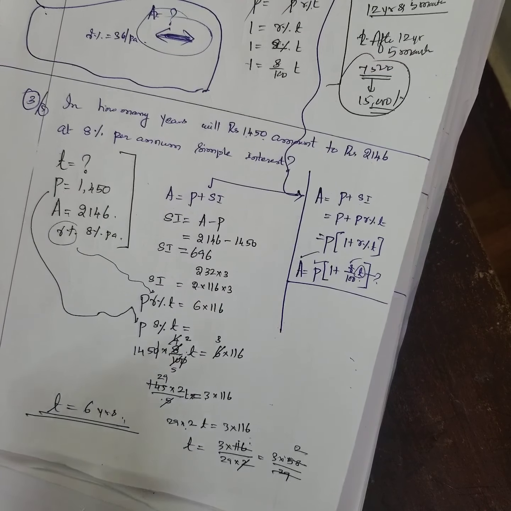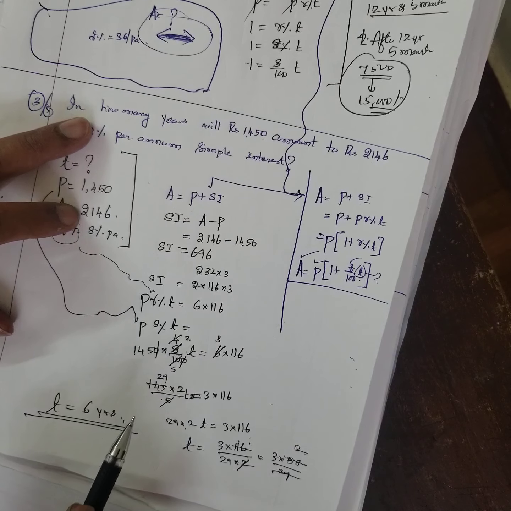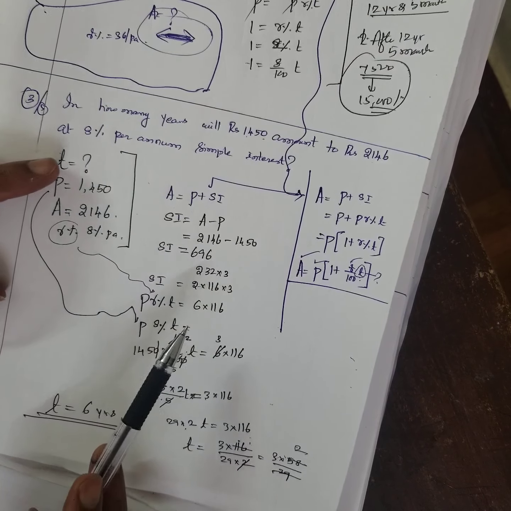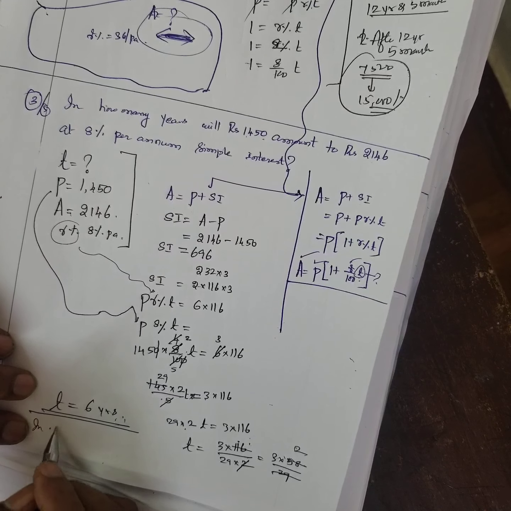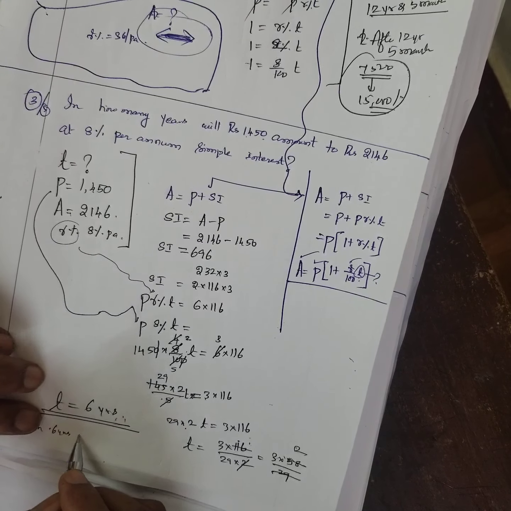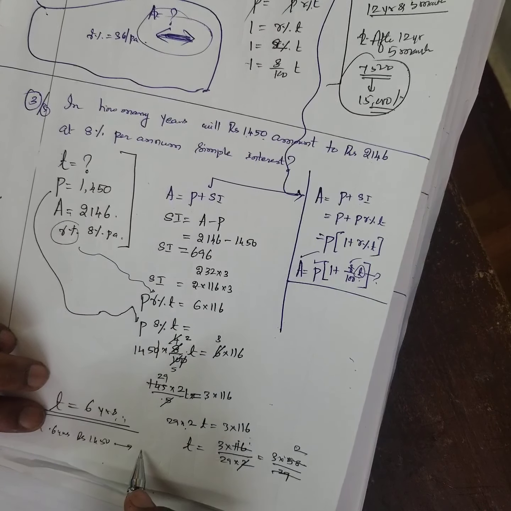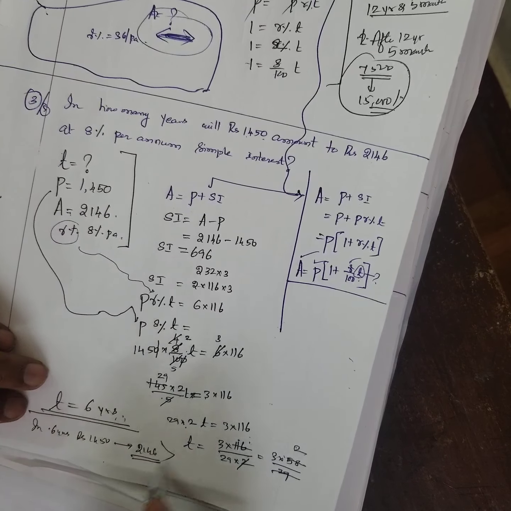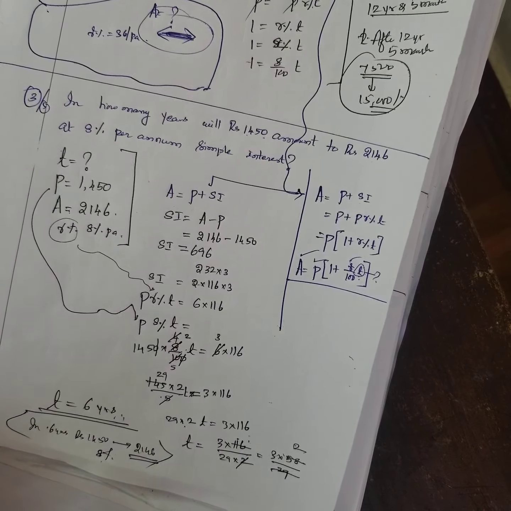See, in how many years will 1450 amount to 2146? In 6 years it will take. Therefore, in 6 years, if you invest 1450 in the bank, you will get back 2146 after 6 years. What is the rate of interest? 8%. Okay.